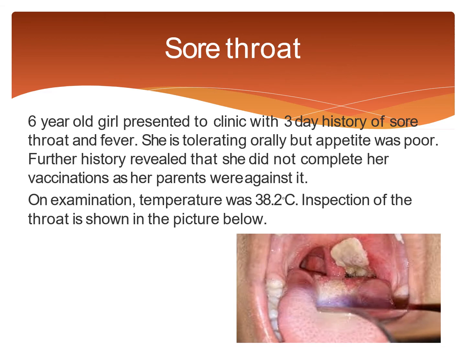Here is a case illustrating sore throat. A 6-year-old girl presented to clinic with 3 days history of sore throat and fever. She is tolerating orally, but appetite was poor. Further history revealed that she did not complete her vaccinations as her parents were against it. On examination, temperature was 38.2. Inspection of the throat is shown in the picture below. Please give a diagnosis.